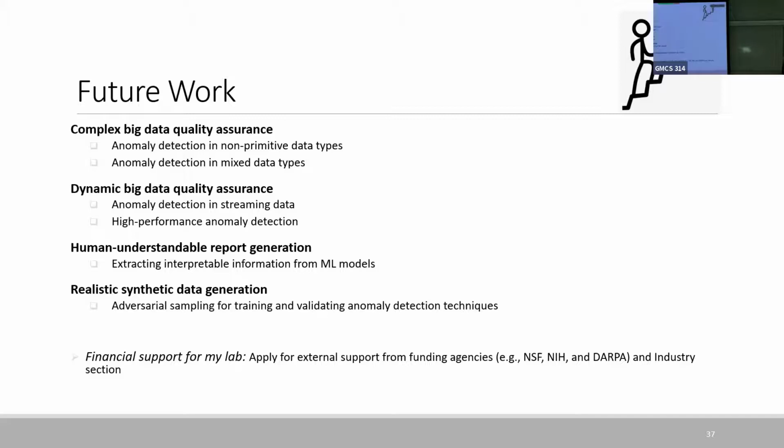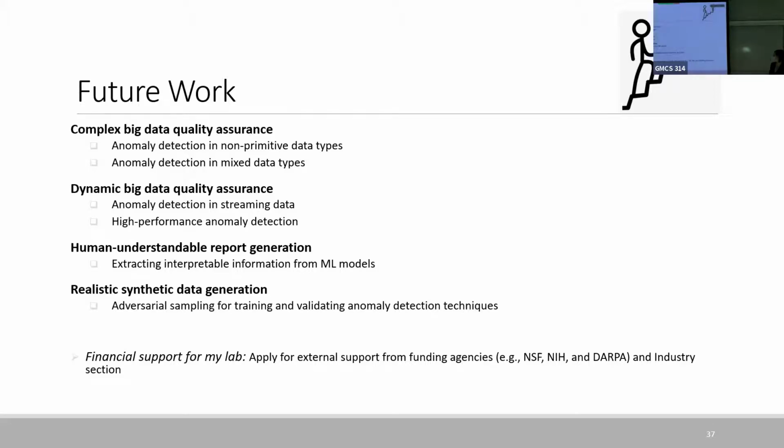The other one is dynamic big data quality assurance, especially for real-time systems where we want to detect anomalies online. This requires high performance computing, parallel computing, and big data on the cloud.